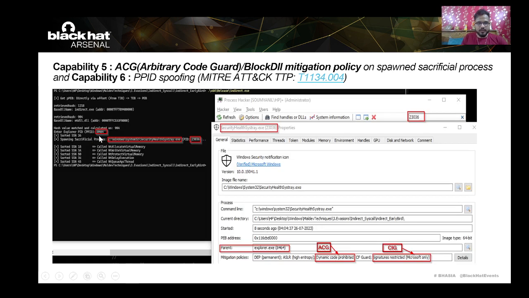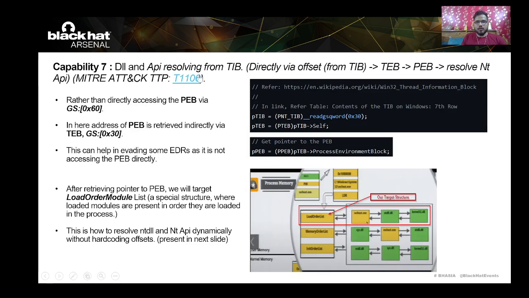So this is how it looks. PPID 8464, you can see 8464 and 23036, 23036, ACG and CIG are actually applied. So now the DLL and API resolving from TIB. So rather than directly accessing the PEB via GS:60h, what I am doing is actually retrieving the address of PEB indirectly via TEB, GS:30h. You can see here. Why? This indirect thing would actually help us to evade some of the EDRs as it is not accessing the PEB directly.